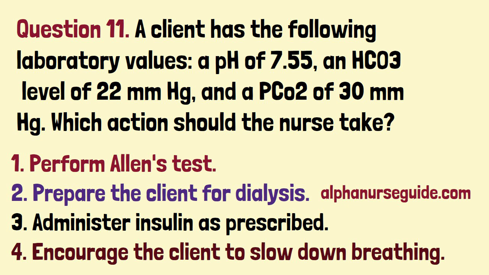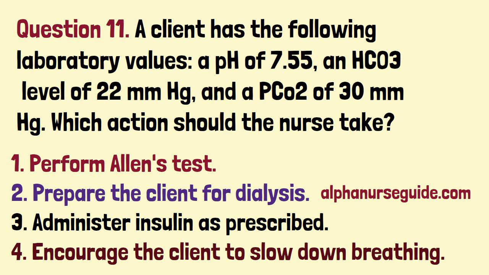Question 11. A client has the following laboratory values: a pH of 7.55, an HCO3 level of 22, and a PCO2 of 30. Which action should the nurse take? 1. Perform Allen's test. 2. Prepare the client for dialysis. 3. Administer insulin as prescribed. 4. Encourage the client to slow down breathing.